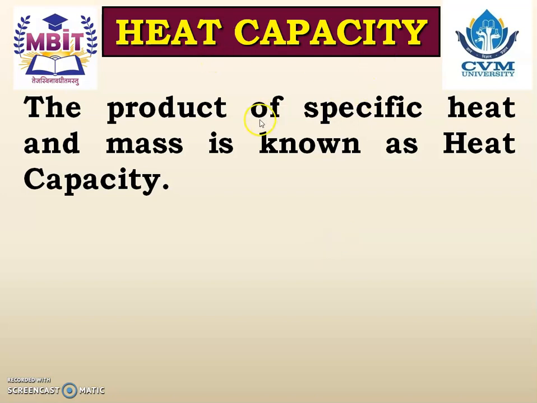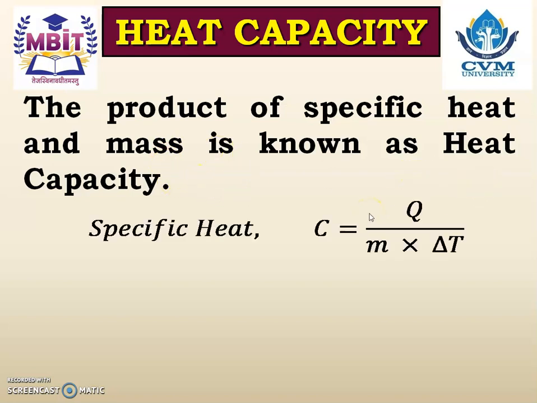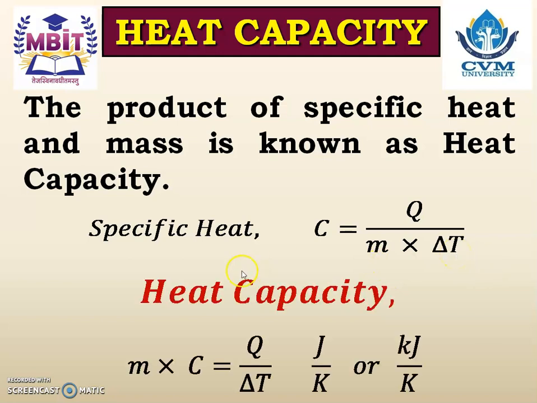Heat capacity. The product of specific heat and mass is known as heat capacity. So specific heat, that we have studied, C equals Q divided by M into delta T. So heat capacity equals M multiplied by C, that is equal to Q divided by delta T, and that is expressed in the unit joule per Kelvin or kilojoule per Kelvin.